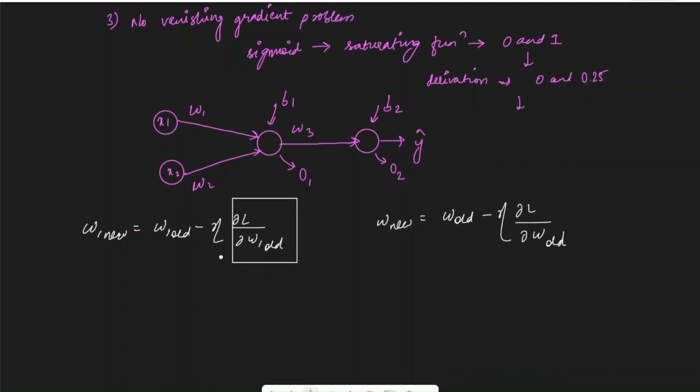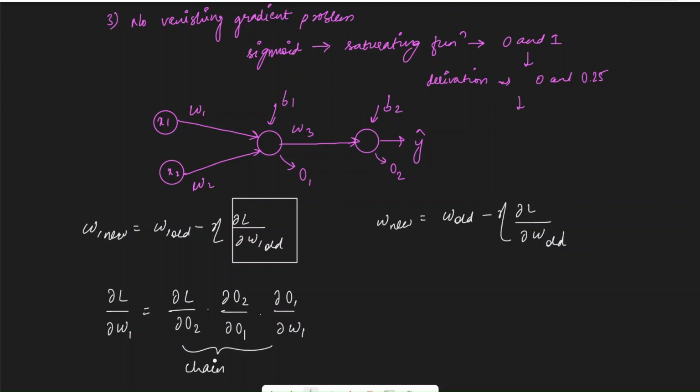In this term, we can write the derivative of the loss function with respect to W1 as follows. We know that this loss function is dependent on O2, so we can write the derivative of the loss function with respect to O2. This O2 in turn is dependent on this O1, so the derivative of O2 with respect to O1, and then this O1 is dependent on this W1, so the derivative of O1 with respect to W1. So this is how the chain rule for backpropagation works.